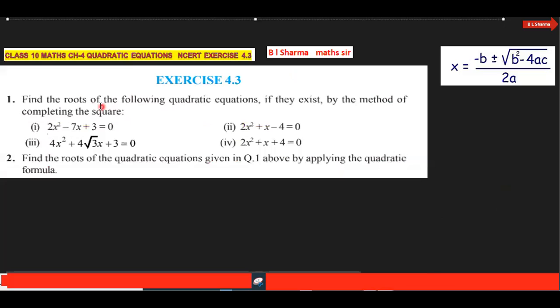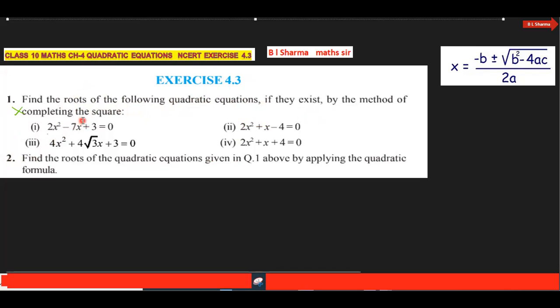So question number 1 of exercise 4.3 is on your screen. Find the roots of the following quadratic equations, if they exist, by the method of completing the square. This method, completing the square, is deleted this year in class 10. There is only the factorization method and the quadratic formula. So we shall start from question number 2.